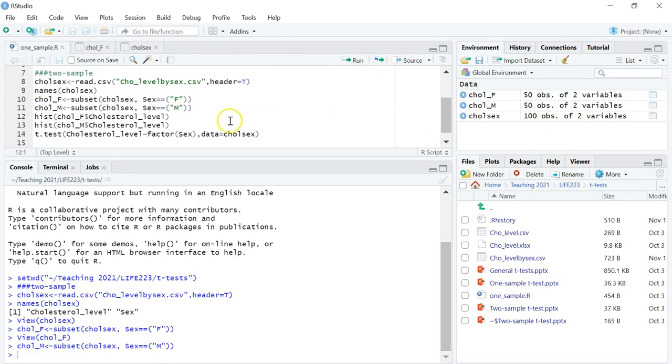And now I'm just going to use a histogram. You could use the Shapiro-Wilks test if you want, but I'm just going to eyeball it and have a look at what it looks like. I'm going to use that hist function. I'm going to look at that col_F, so just looking at the females, and look at that cholesterol level to see if it's normally distributed. So I'm going to quickly run this.